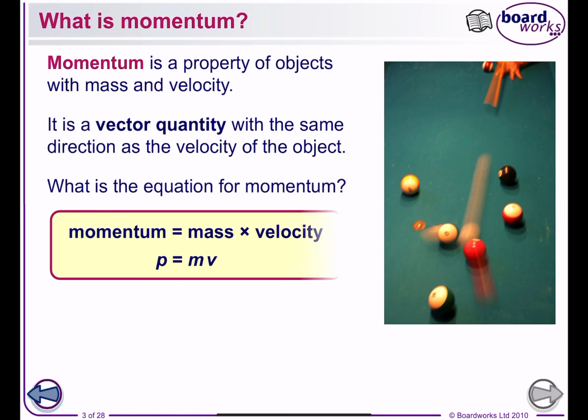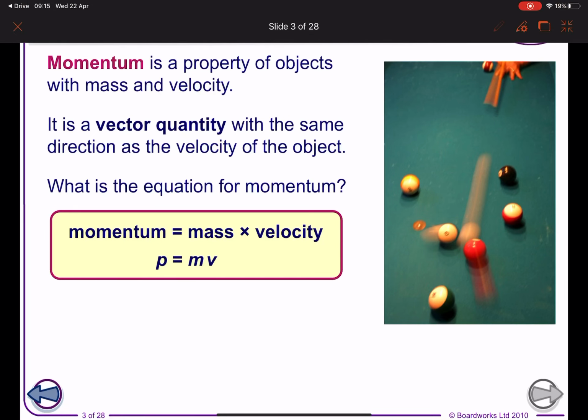The equation for momentum is fairly straightforward. It's the mass multiplied by the velocity. Now we use this P symbol for momentum. Unfortunately, I know we also use it for density, we use it for pressure, but that's just the way physics is.